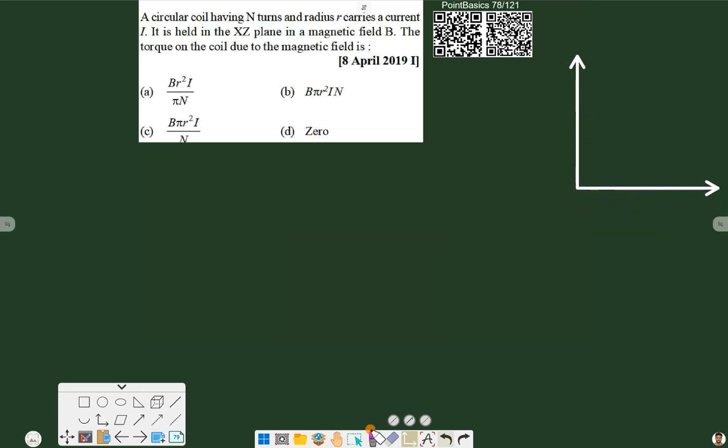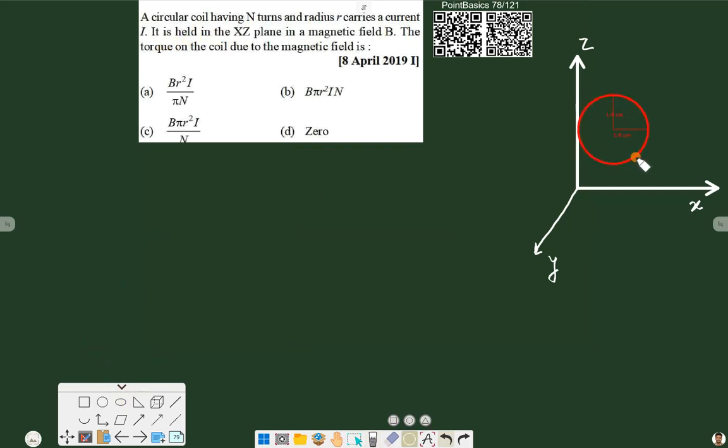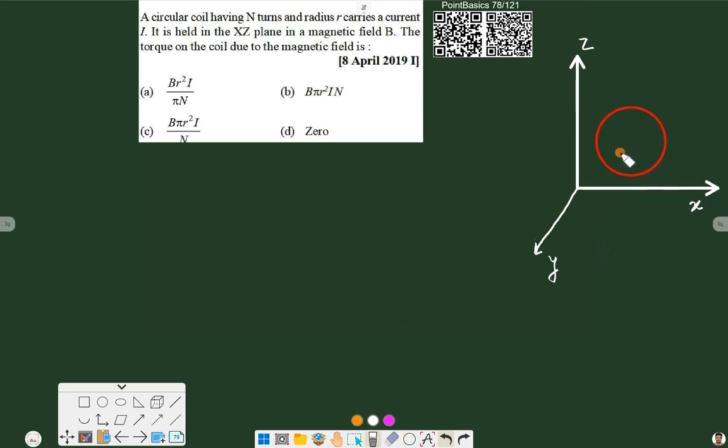Suppose this is our plane, this is x, this is z, and here we have y, and we have a circular coil with n turns, radius r, and current I in the xz plane. So suppose this is our coil of n turns, and as it is in the xz plane, suppose the current is anti-clockwise.